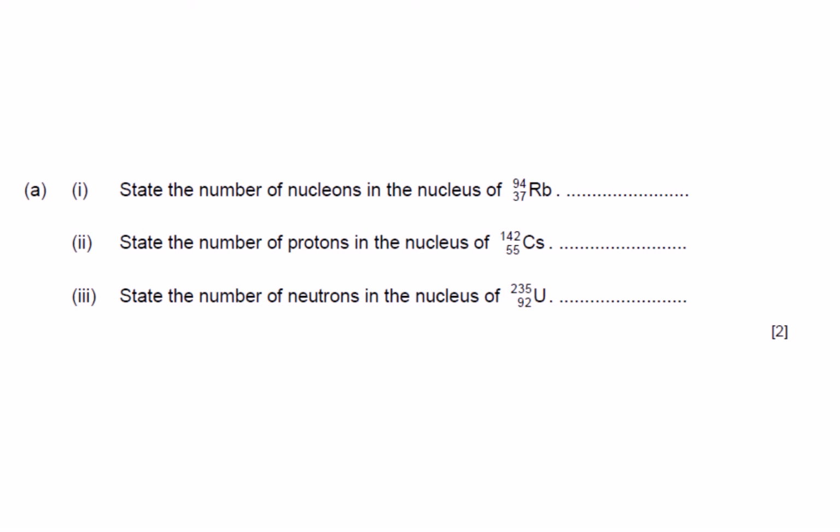So let's move on to the first part of the question, which is to state the number of nucleons in the nucleus of Rubidium 94. So the nucleons, you should realise the nucleon number is the top one, so for that, that's 94. The proton number is the number of protons. In this cesium atom, the proton number is the number at the bottom. So in this particular cesium atom, there are 55 protons.